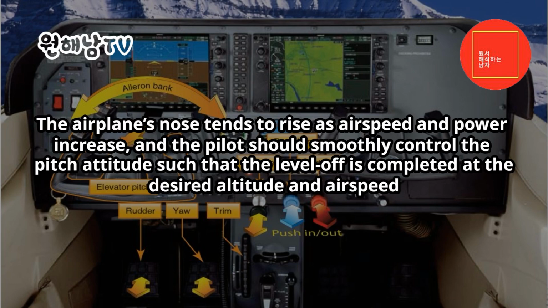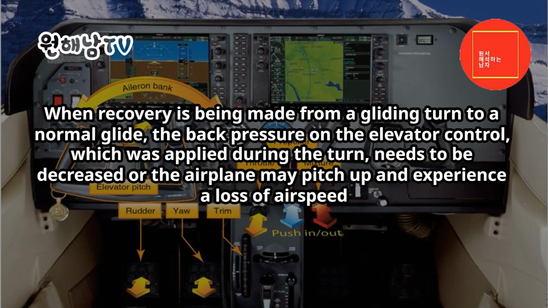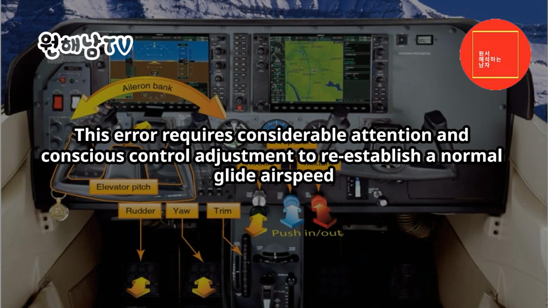At the lead point, power should be increased to the appropriate level flight cruise power setting. The airplane's nose tends to rise as airspeed and power increase, and the pilot should smoothly control the pitch attitude such that the level off is completed at the desired altitude and airspeed. When recovery is being made from a gliding turn to a normal glide, the back pressure on the elevator control, which was applied during the turn, needs to be decreased, or the airplane may pitch up and experience a loss of airspeed. This error requires considerable attention and conscious control adjustment to re-establish a normal glide airspeed.